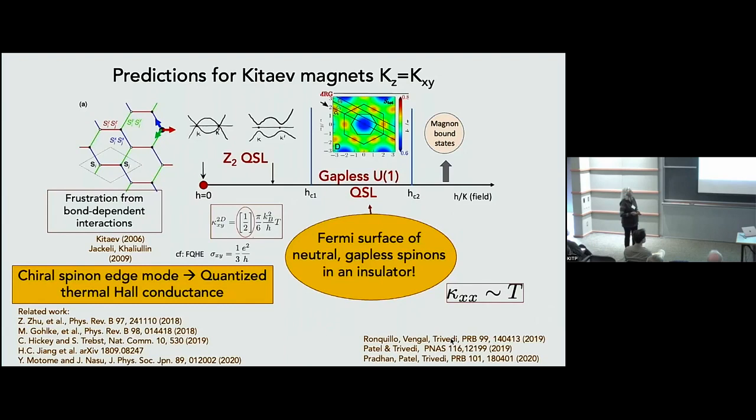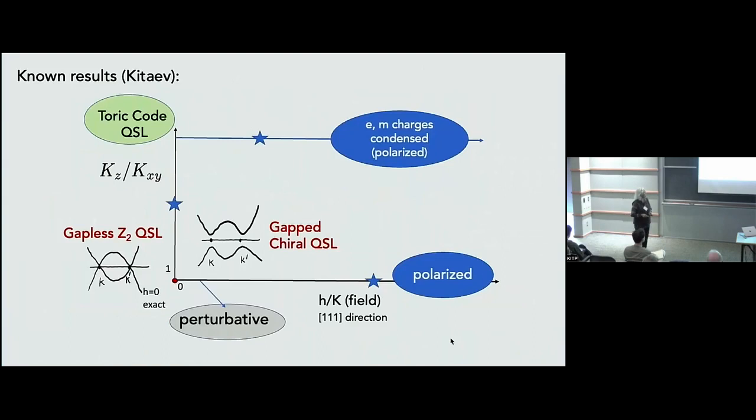I'm not talking much about even high field. It's not as simple as just saying it's polarized. Even in the high field region, we find evidence for pairing of magnons. So this Hamiltonian is a really rich one. Okay, but let me move on.